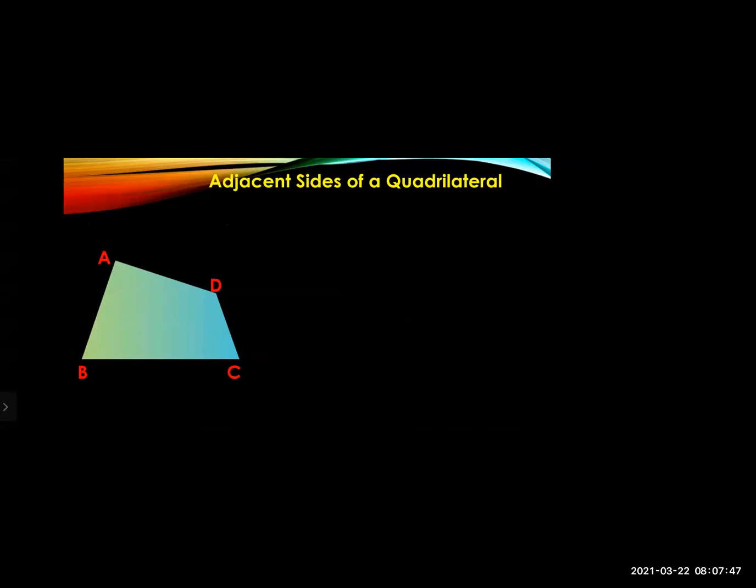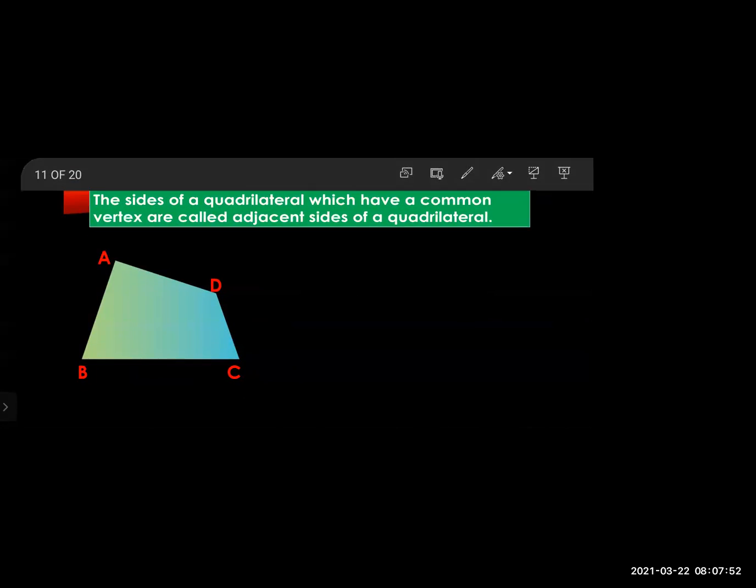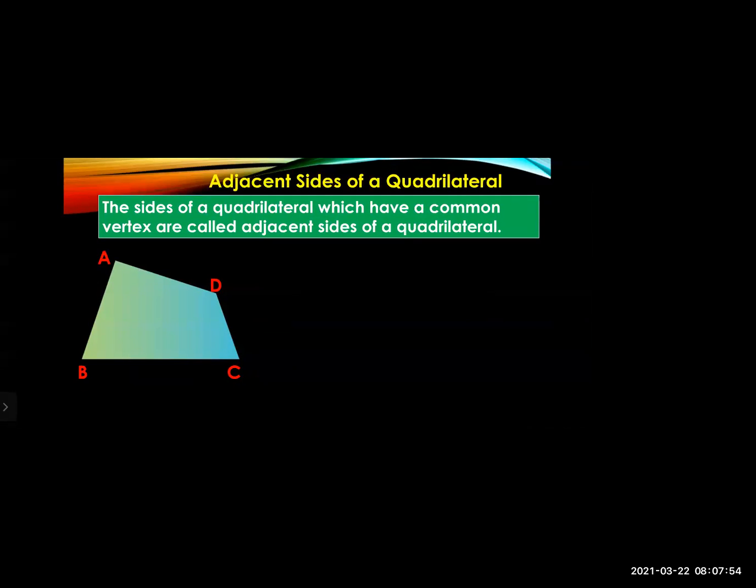Now adjacent sides. What is meant by adjacent sides? The sides of a quadrilateral which have a common vertex are called adjacent sides of a quadrilateral. Like if I say AD and AB, which is the common vertex? A is the common vertex in both, right? AD and AB. So in these two sides, A is the common vertex.